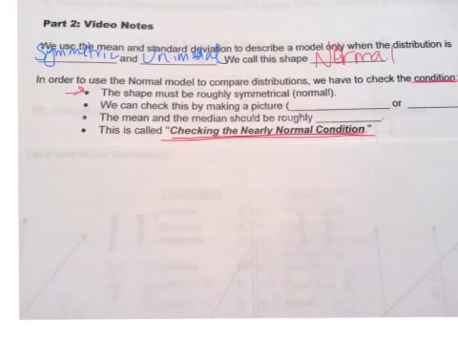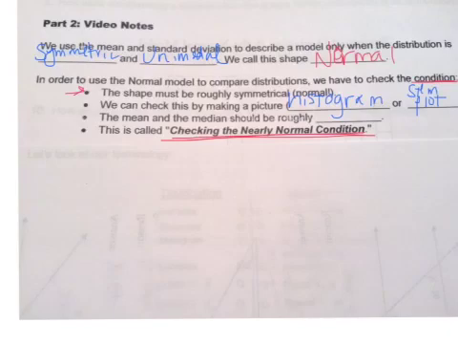In order to check the shape, we have to make a picture. The picture can be one of two things. It can be a histogram, or we can even make a stem plot. We will learn how to make pictures quickly as we move through the year. For now, we're doing them by hand, but there are ways to quickly make a picture and see what's happening.